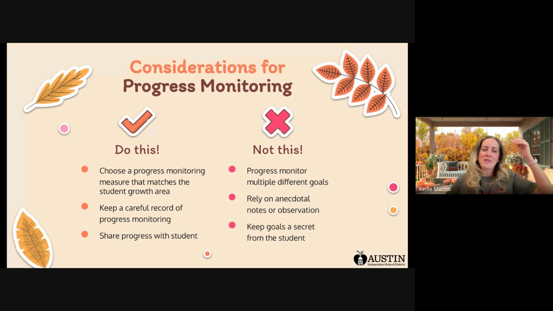Do this, not this. Do share your progress with your students. Do not keep the goals a secret from your students. Your students are your partners in learning. They are here to learn every day. They want to learn every day. And when you share what they're doing and you share the goals you've set for them, you have got them. You have got them ready, and they know what to do, not only when they're with you, but they know what to do to improve when they're not with you. So don't keep secrets, share goals with students.